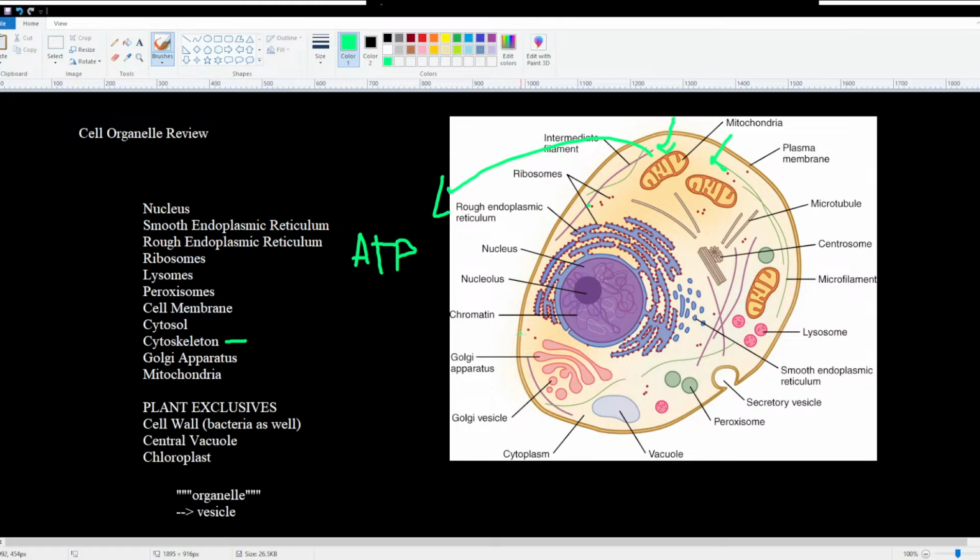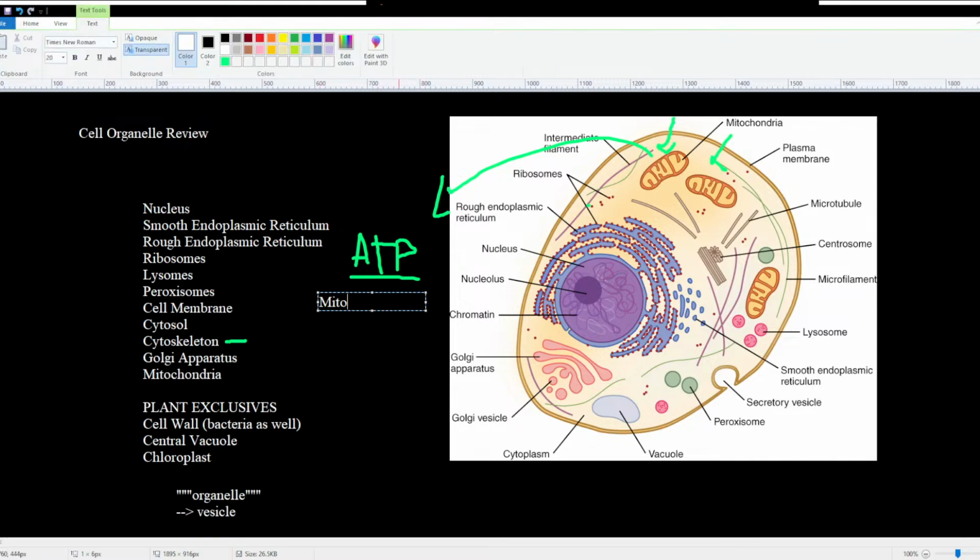It goes beyond just being the powerhouse of the cell. It is the money maker. Nothing can proceed without energy, and that's what the mitochondria does. Another unique thing about the mitochondria is that, just like the nucleus, it has a double membrane. So let's write that down. Mitochondria has a double membrane. It has its own DNA, mitochondrial DNA, so mDNA.